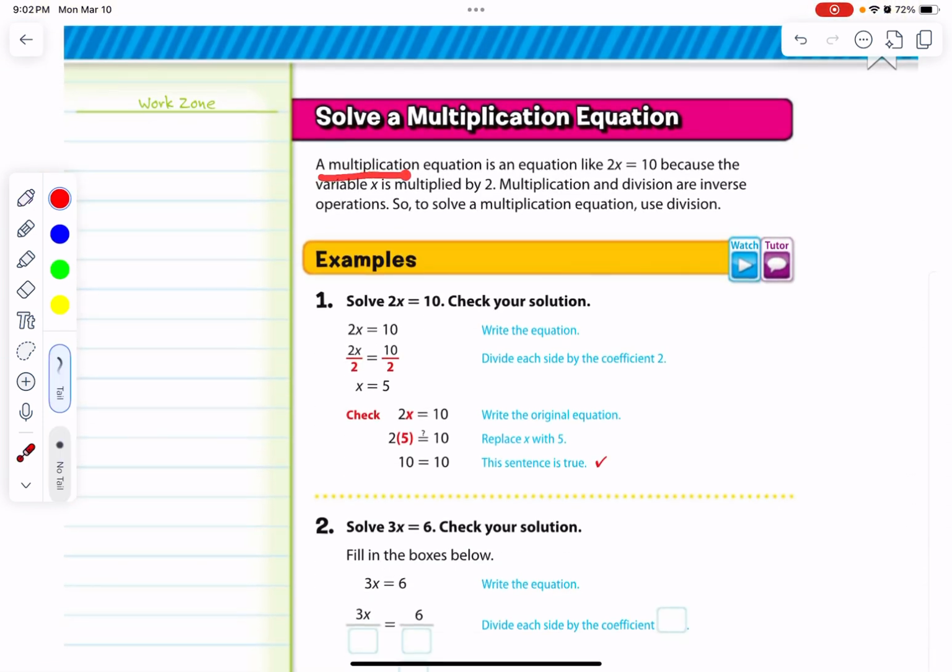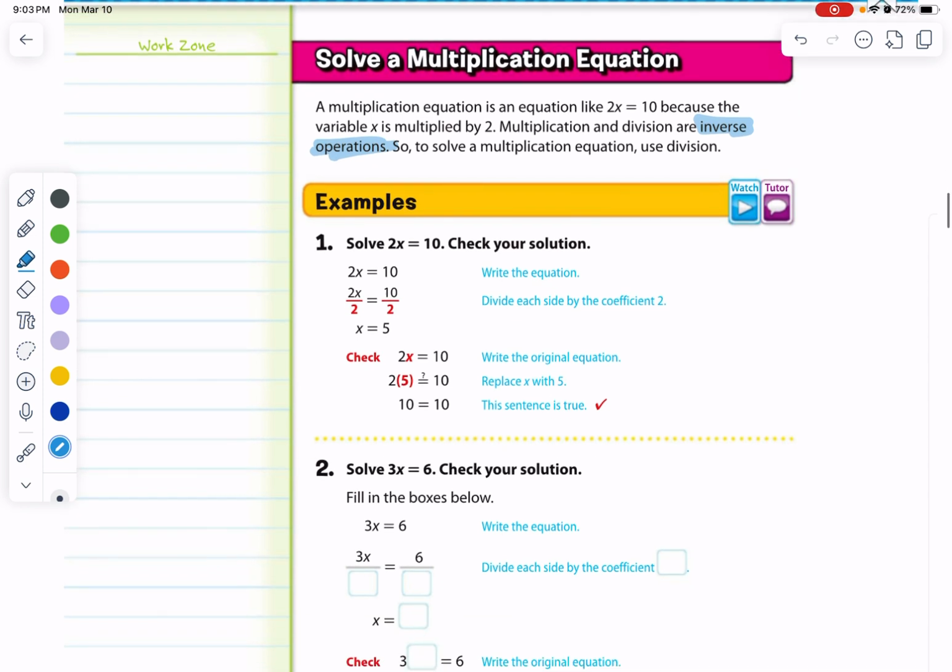Okay, a multiplication equation is an equation like 2x equals 10 because the variable, or x, is multiplied by 2. Multiplication and division are inverse operations. I think we should highlight that. Inverse operations, okay? So multiplication and division are inverse, meaning they're opposites. So to solve a multiplication equation, use division, okay?